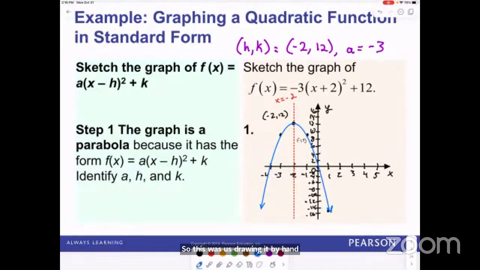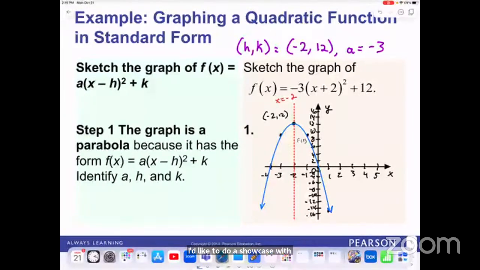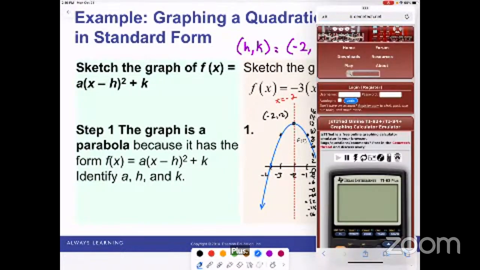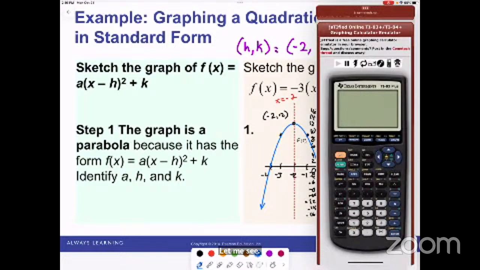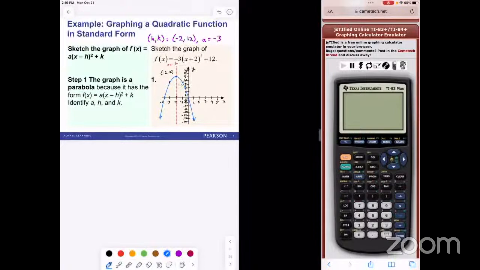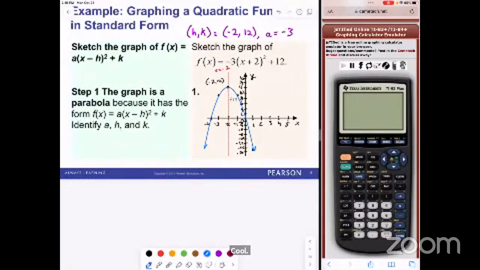Okay. I'd like to do a showcase with my TI-83 Plus. Let me see. Right here. Cool. All right. Go to refresh. Okay. So if I go to my y equals, I'm going to put -3 parentheses x plus 2 quantity squared plus 12. And I'm going to do a similar window to what we have.